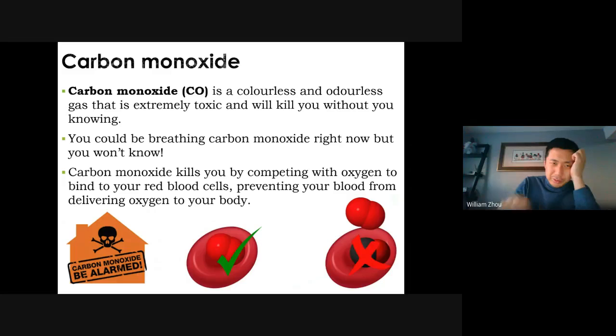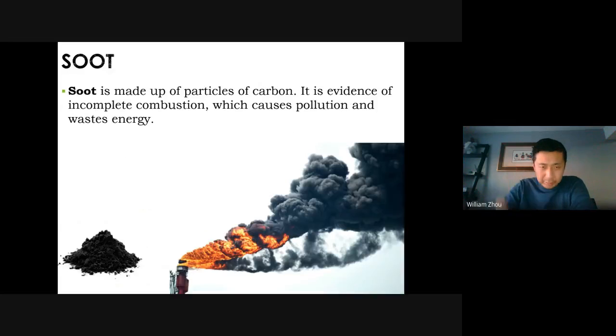Well, actually, let me just finish this off. How do you prevent that? Well, you make sure that wherever you are, you don't have a lot of incomplete combustion, and that is a product of incomplete combustion. That means keep your windows open if there's an open fire. If you have a car in the garage, if you're going to turn on that car, you better open the garage because carbon monoxide will start to accumulate.